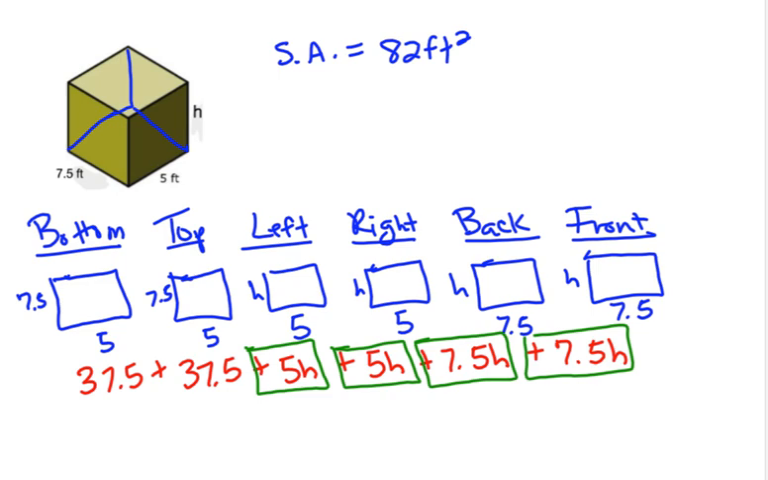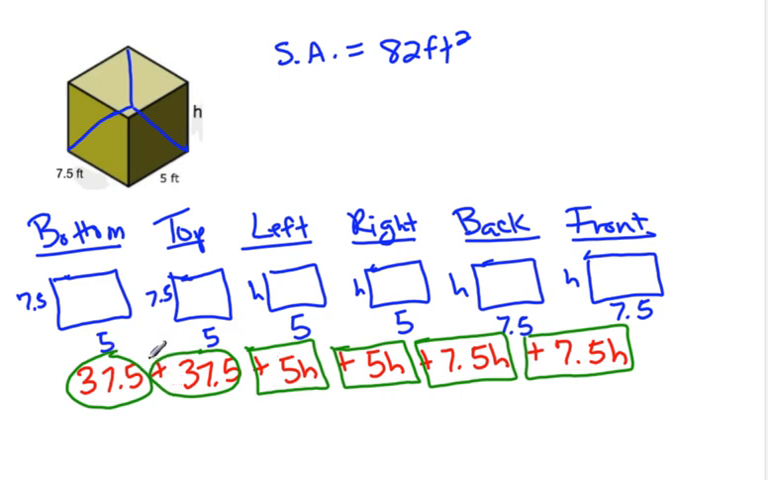Then we're going to put circles around the ones that don't have any h attached to them. Notice how I included the sign for this one so that we know if it's positive or negative. So now we're going to combine like terms.